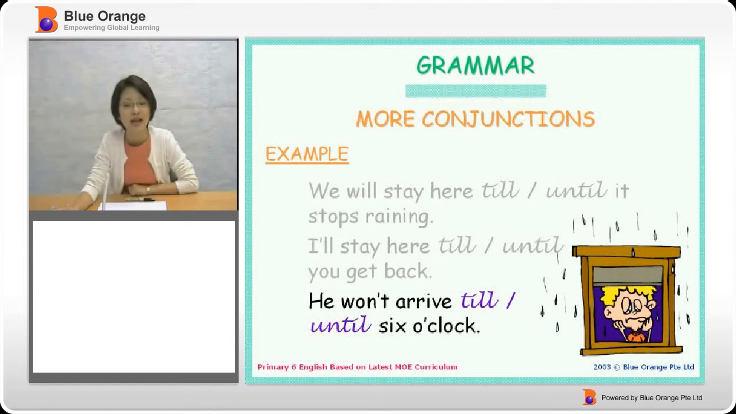He won't arrive until 6 o'clock. He won't arrive. That tells you that he's never going to come. But in actual fact, he's going to come. He's going to come at about 6. So, he won't arrive until 6 o'clock.